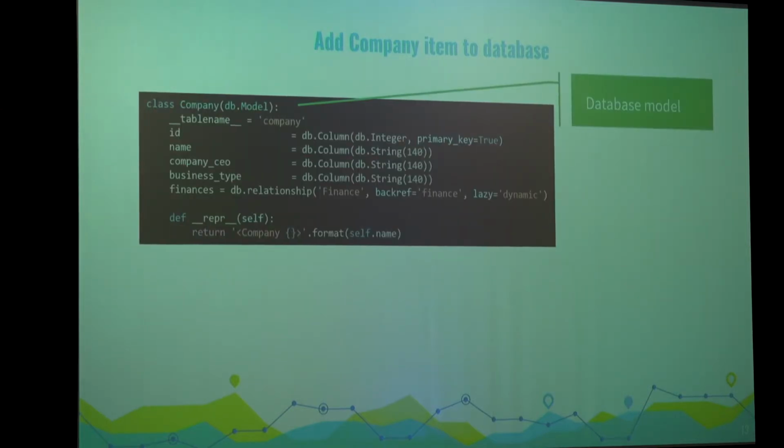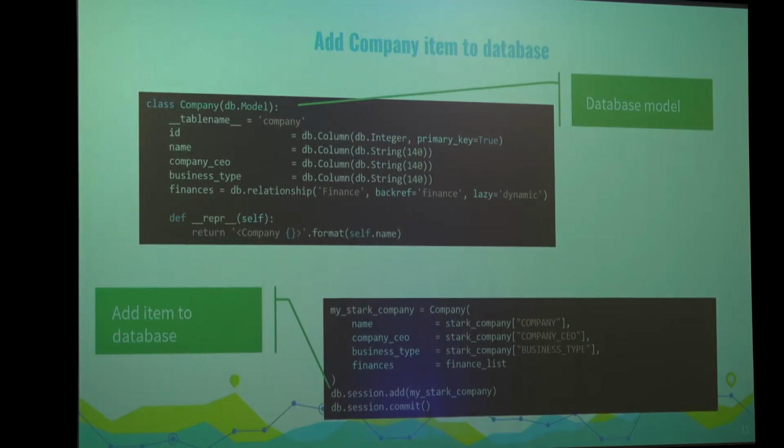So again, we define the company model in our models.py. Again, pretty easy. There's 4 columns here, integers and strings. So the names are obviously strings with 140 characters. The ID is a primary key. But on the bottom here, we have a finances column. And the finance column is of type database relationship, and it has a relationship to the finance table that we just created. And the lazy dynamic kind of handles the foreign key relationship for us, so we don't need to do anything.